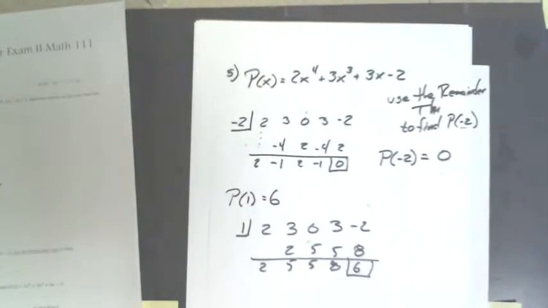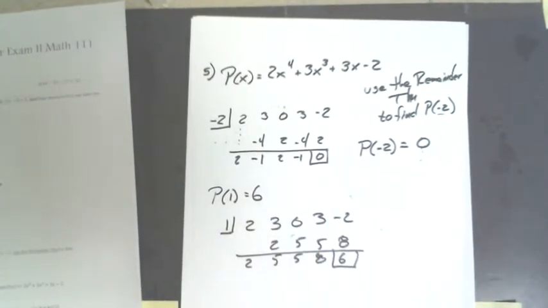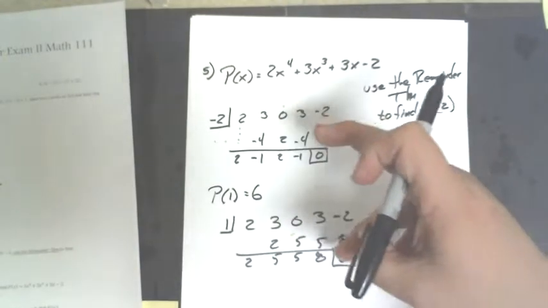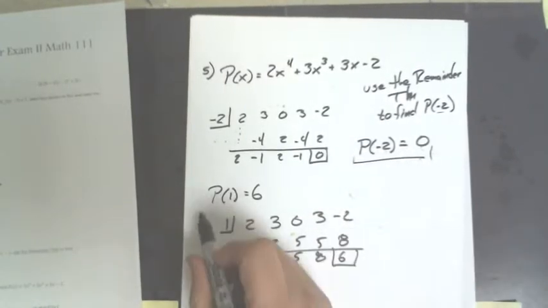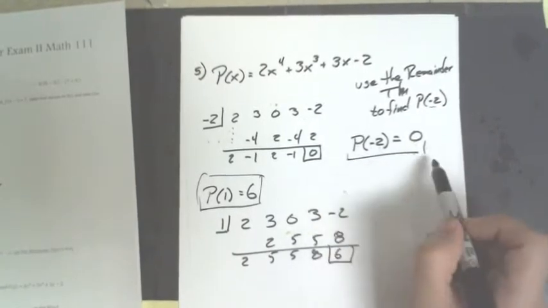So this is a very, very important tool to have around, this remainder theorem on number 5. And again, if I ask you to use the remainder theorem, you have to show me the synthetic division, and you have to state your answer. Here the answer would be P of 1 equals 6. P of negative 2 equals 0.